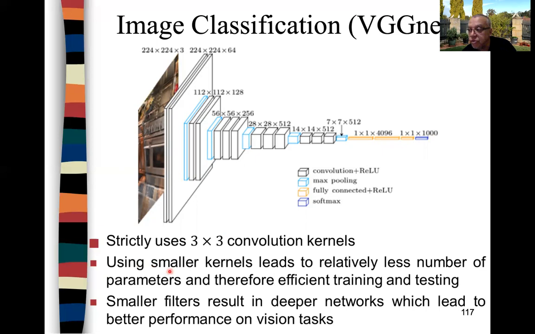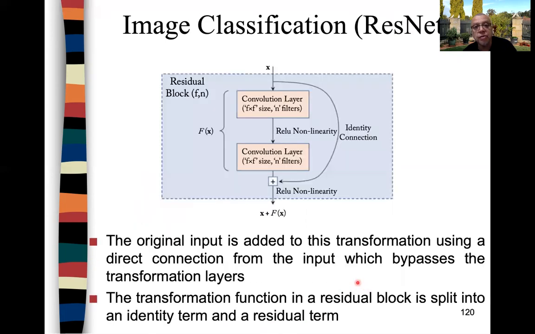So using small kernels, 3 by 3 kernels, leads to a relatively smaller number of parameters, and therefore you have efficient training and testing. Smaller filters also result in a deeper network, which leads to better performance in vision tasks. So when you have a deeper network and a large labeled data set, you can definitely have very good performance on the testing set.